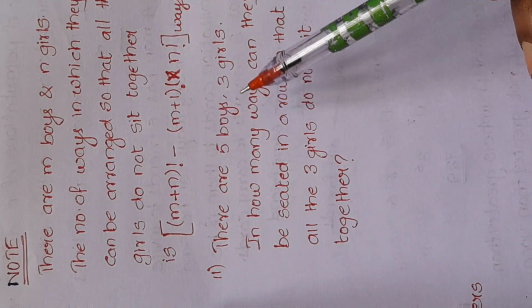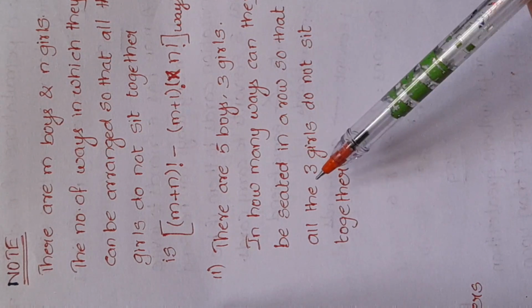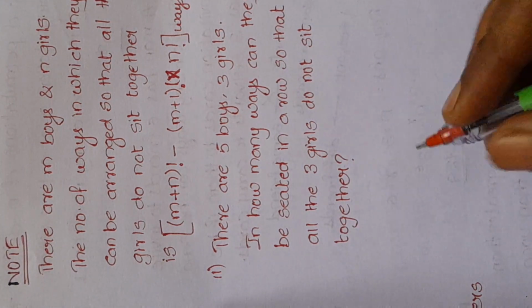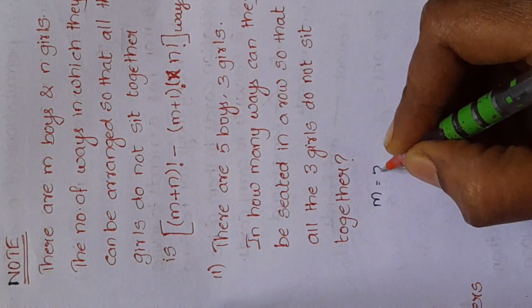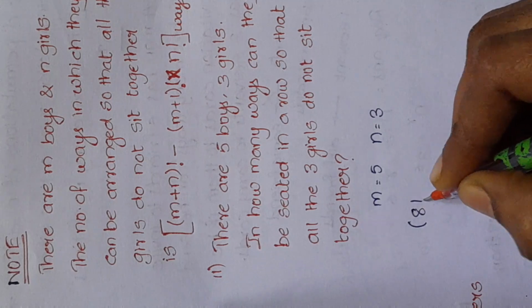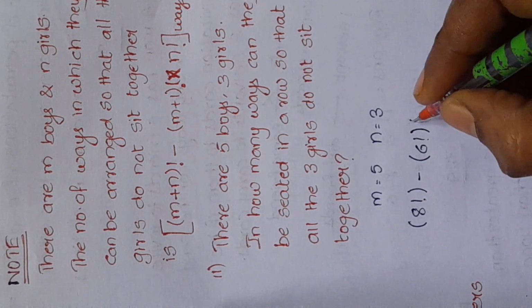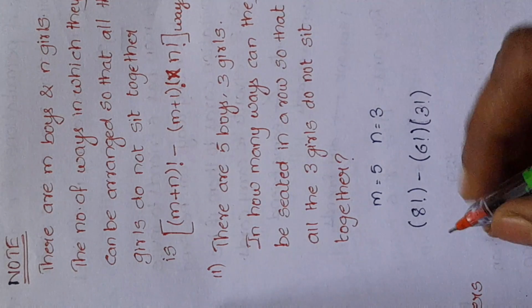The question is, there are 5 boys, 3 girls. In how many ways can they be seated in a row such that all the girls do not sit together? Here m is equal to 5 and n is equal to 3. Now substituting the values in the above formula, m plus n is 8 factorial minus m plus 1 is 6 factorial into n factorial, which is 3 factorial ways.